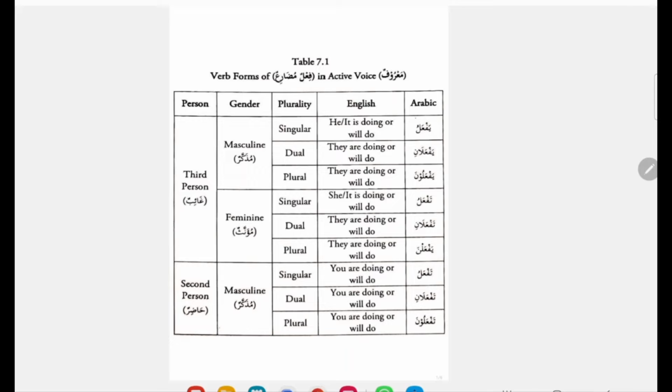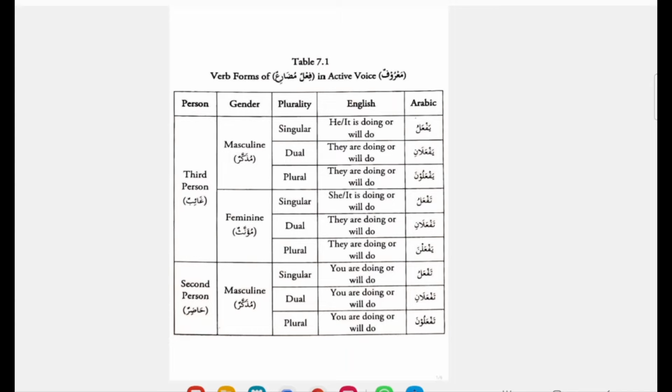So يفعل means he or it is doing or will do. So notice that it contains both present tense and future tense. يفعلان means they too are doing or will do. يفعلون means they are doing or will do. Now just to make it explicit, يفعلان means they too are doing or will do.